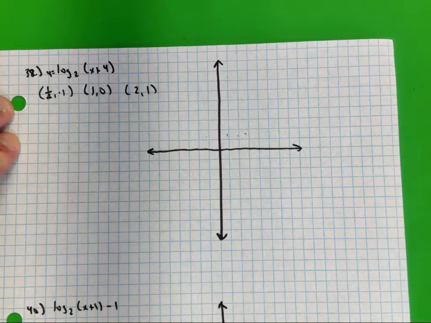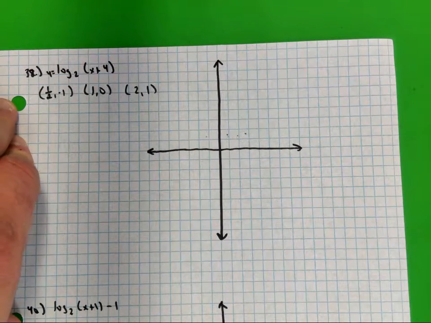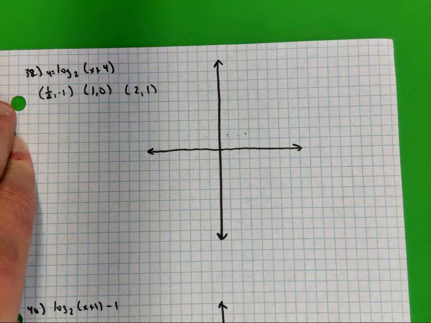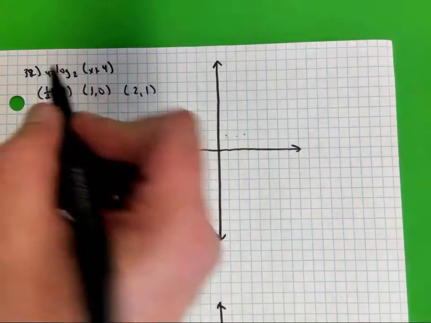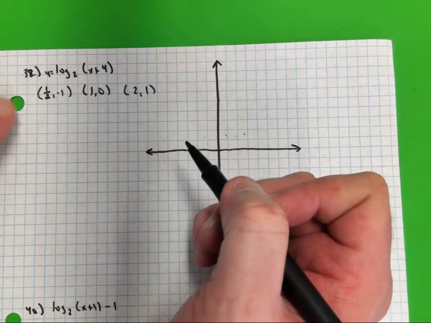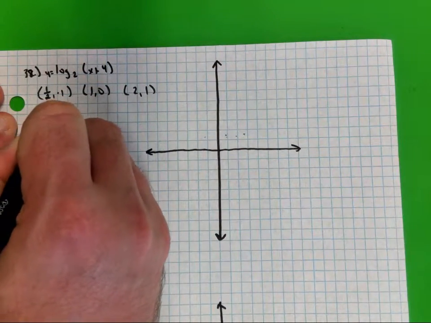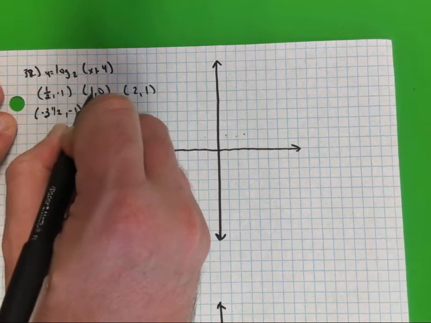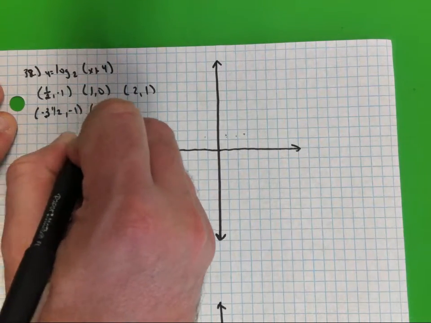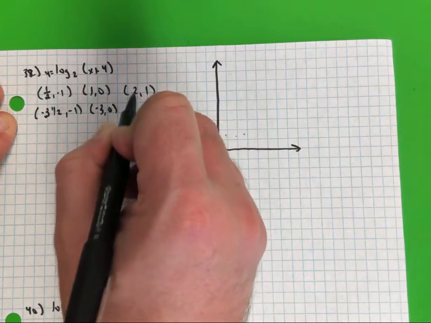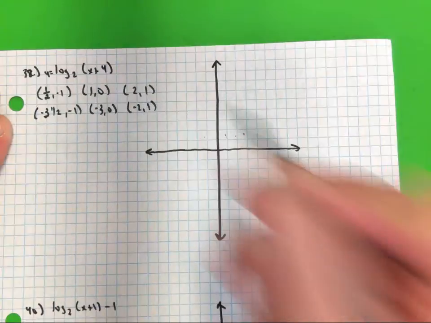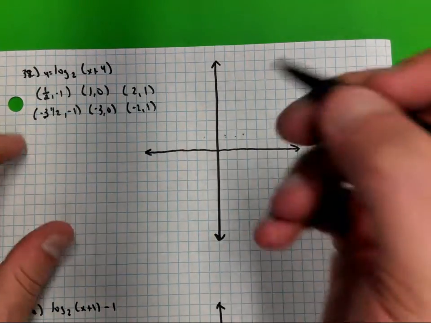Okay, that plus 4, is that going to affect it up and down or right, left? Are you going to move it right 4 or left 4? So I'm going to add negative 4 to each of my x coordinates. What's negative 4 plus 1/2? Negative 3.5. Okay, 1 and negative 4 gives me negative 3. Negative 4 plus 2 gives me negative 2. And those are the points I'm going to plot.